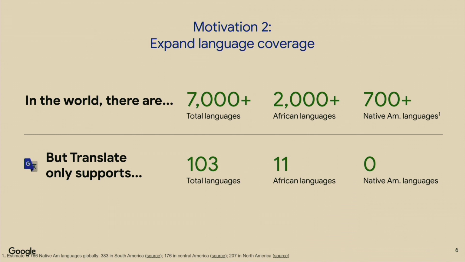Google Translate supports around 100 languages today. We want to increase the language coverage. However, there are 1 or 2 magnitudes more human languages existing today in the world than we currently can support.